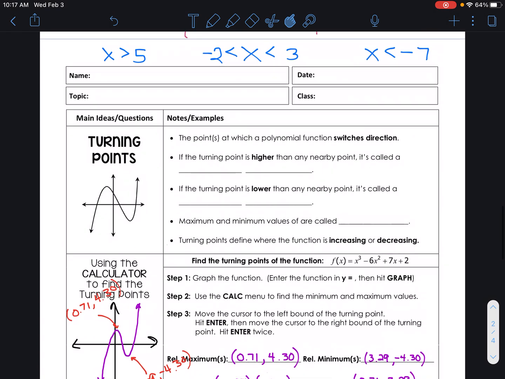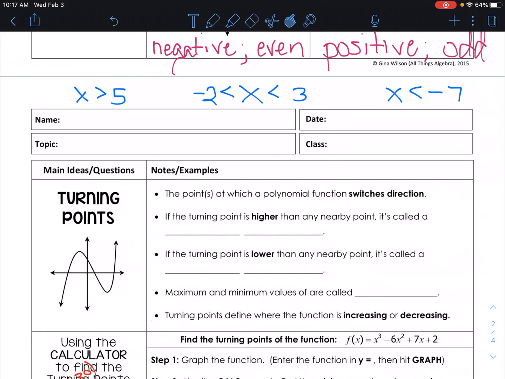Okay, today we're going to start talking about end behavior a little bit more, and then also turning points and finding increasing intervals, decreasing intervals of polynomials, things like that. Before we do that, I want to talk about something called interval notation.